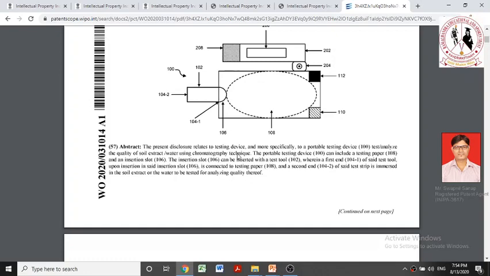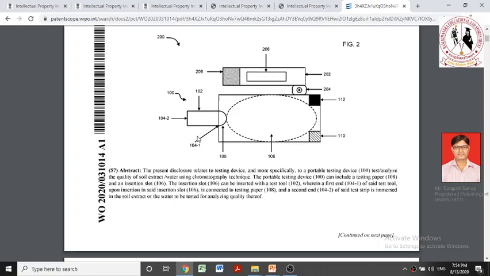The portable testing device can include a testing paper and an insertion slot. The insertion slot can be inserted with a test tool 102. So here you see that he has tried to comply with the requirements of the abstract. The abstract should be disclosing the gist of the invention. It should clearly tell us what exactly the invention is. It should be concise, and it is in a concise manner.